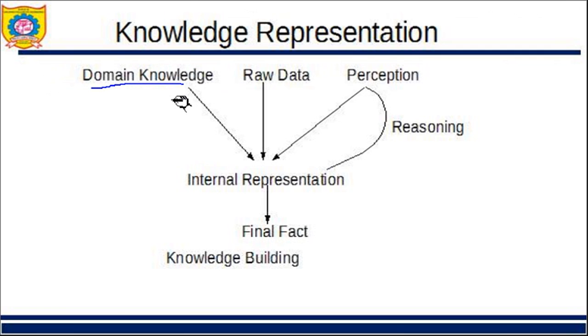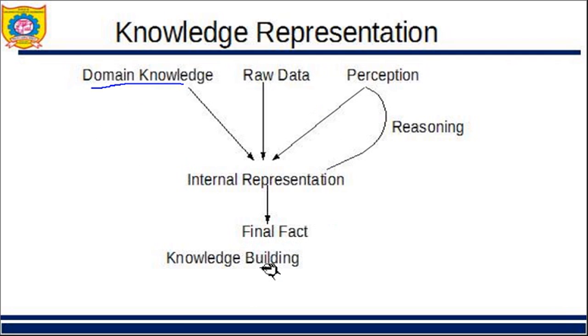Domain knowledge, like the problem which you are solving, with respect to what domain. So we should have knowledge of that domain. Secondly, we should have raw data, okay. Thirdly, perceptions. Perception is what you perceive of it, okay. Then using perception, you do reasoning, you get a certain internal representation, and using this internal representation further you derive the final fact. So this is the diagram for knowledge building, okay.